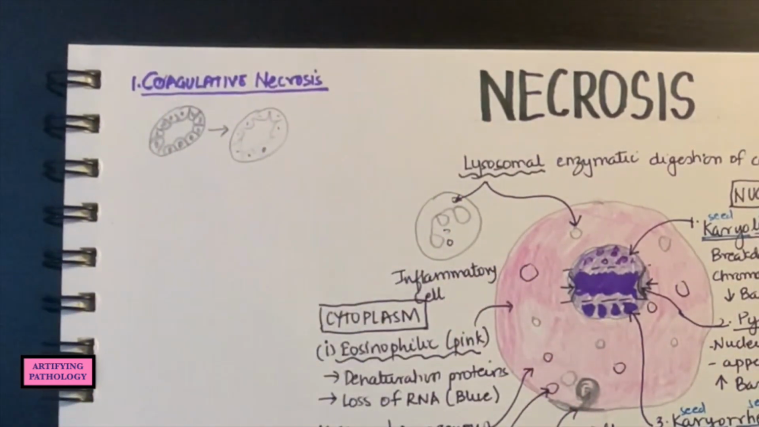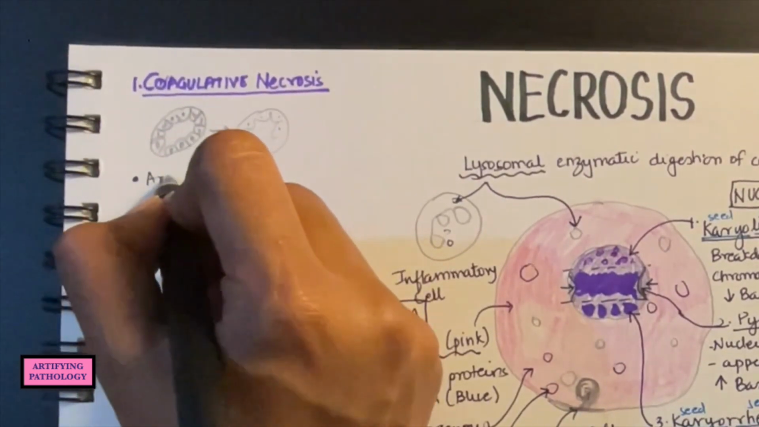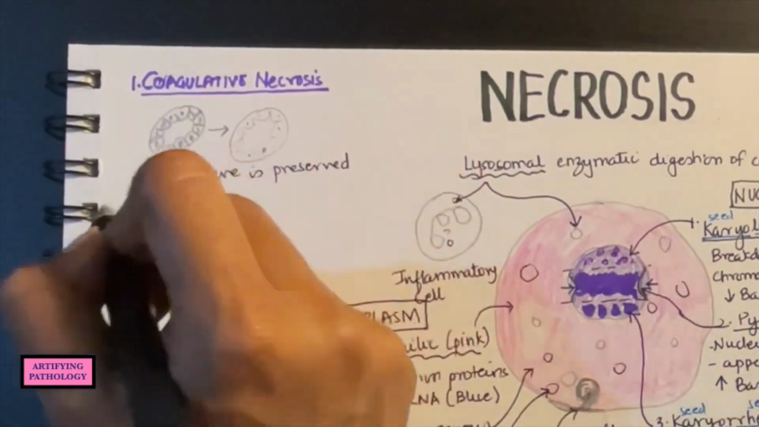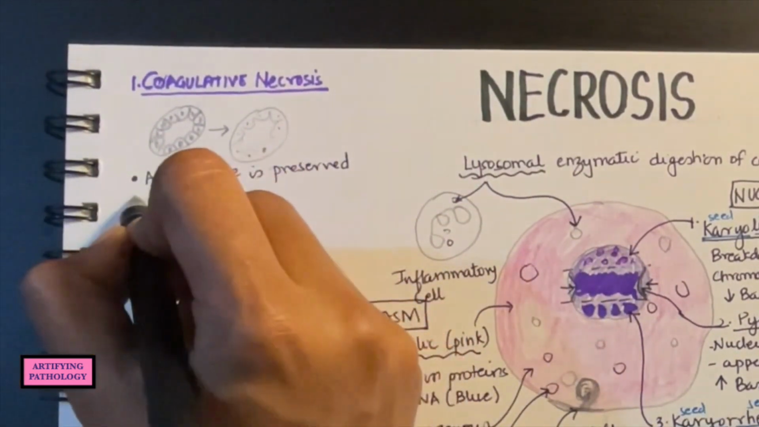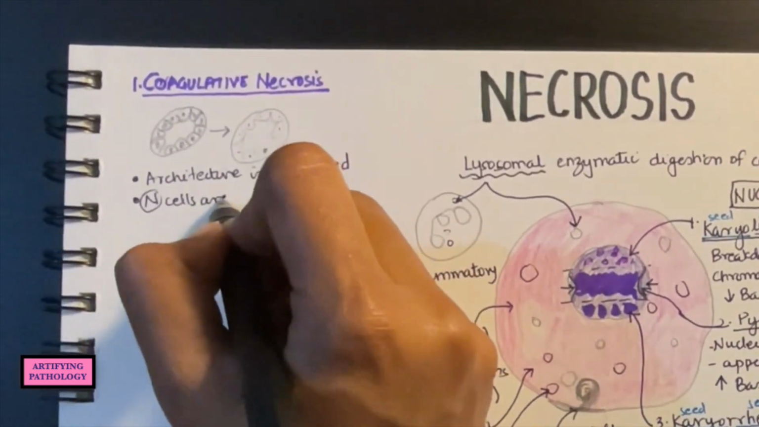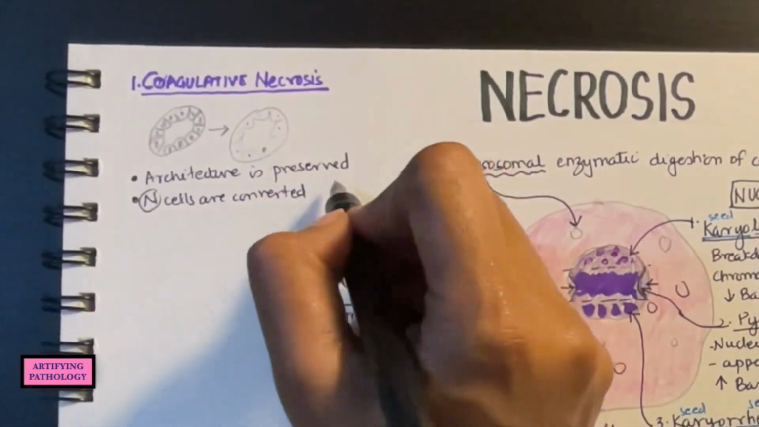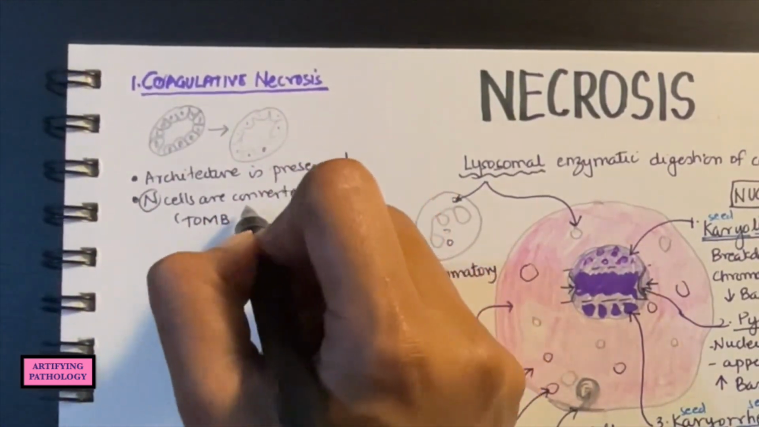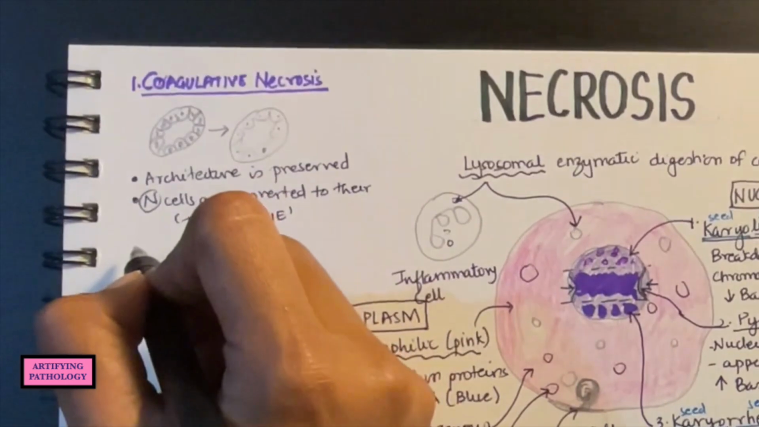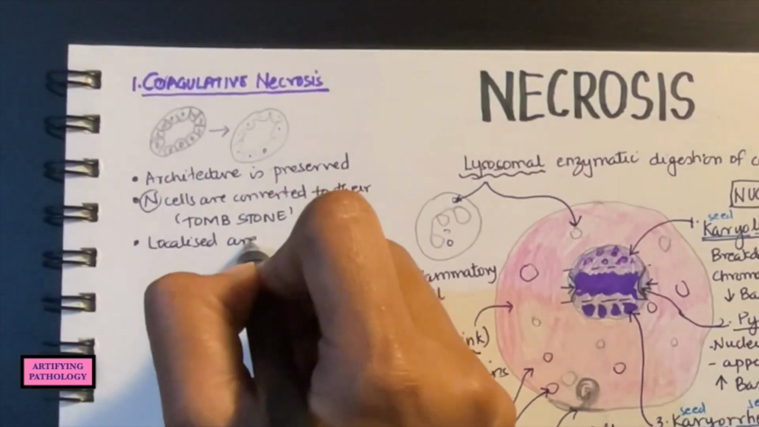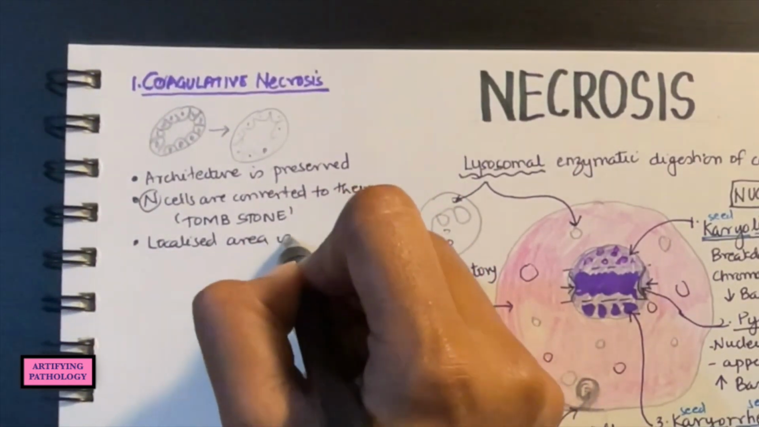And this feature is called preservation of architecture, which is the characteristic feature of coagulative necrosis. So in coagulative necrosis, the architecture is preserved. That is, the normal cells get converted into tombstones. It is also referred to as ghost outlines. So these are all features of coagulative necrosis. Coagulative necrosis usually results due to a localized area of loss of blood supply, which is called infarction.